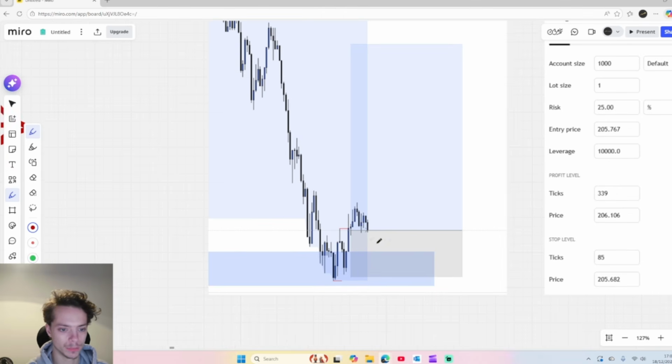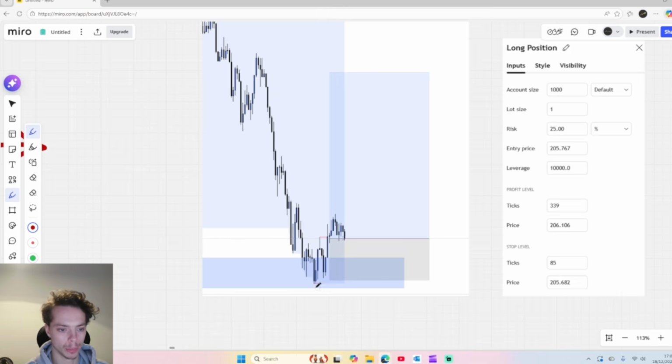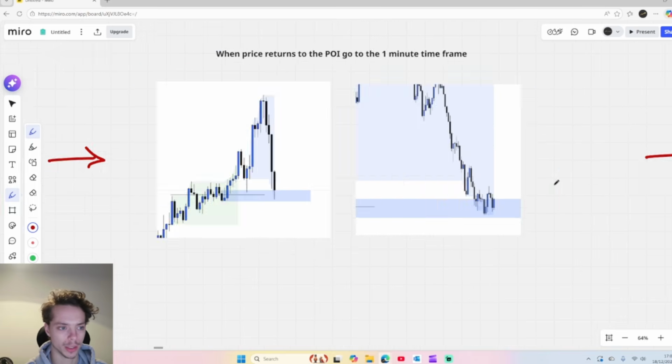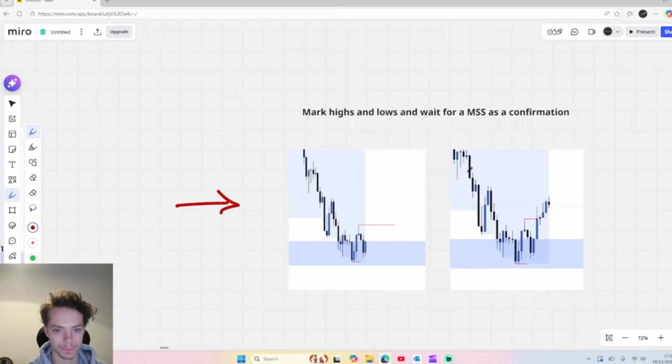Your entry, actually I'll go over the entry a little bit more. And then your stop loss just on the low, right? So the stop loss is very simple, on the low. TP is relatively simple as well, just on the most recent high that gives 4 RR, or if you can target the range high and it's like 4, 5, even 6 RR, then do that.